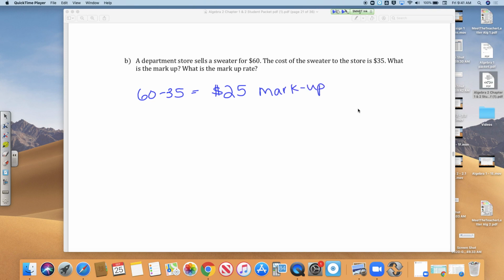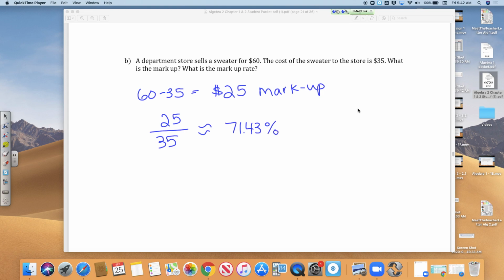And then we want to find the markup rate. The markup rate means you take the amount of the markup, $25, and divide it by the original price. The original price is the cost of the sweater to the store. So we divide this by 35. When I do that, this ends up not being perfect. You're going to get a decimal, and I decided to round to the nearest hundredth. So this is going to be about 71.43%.